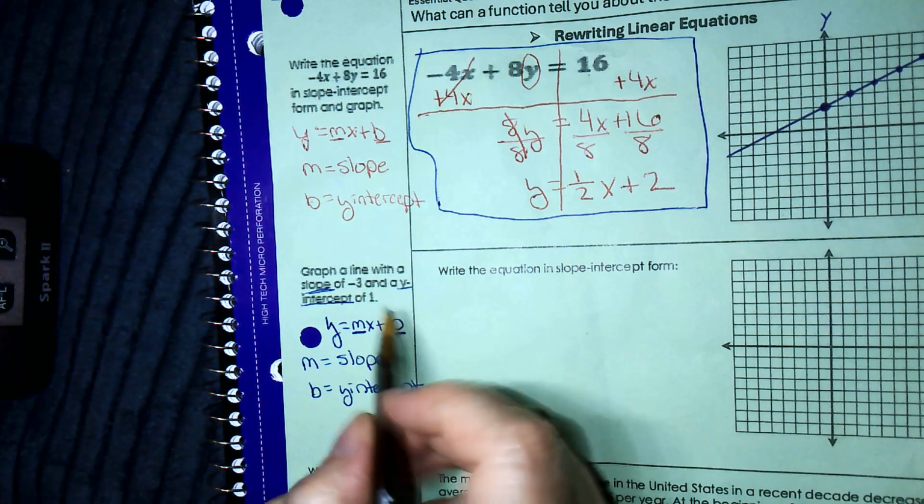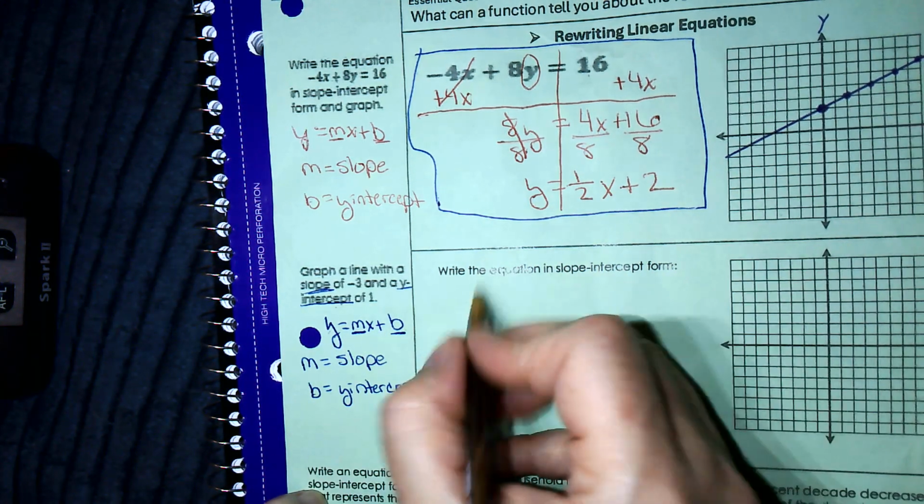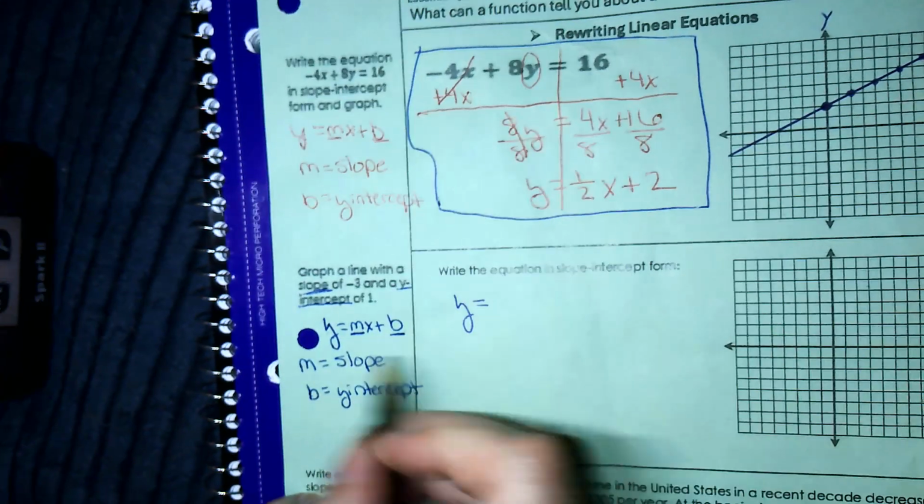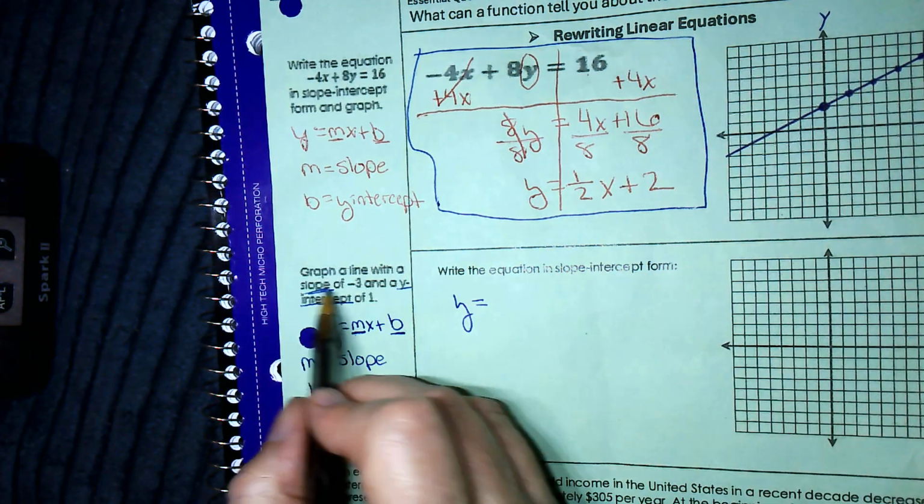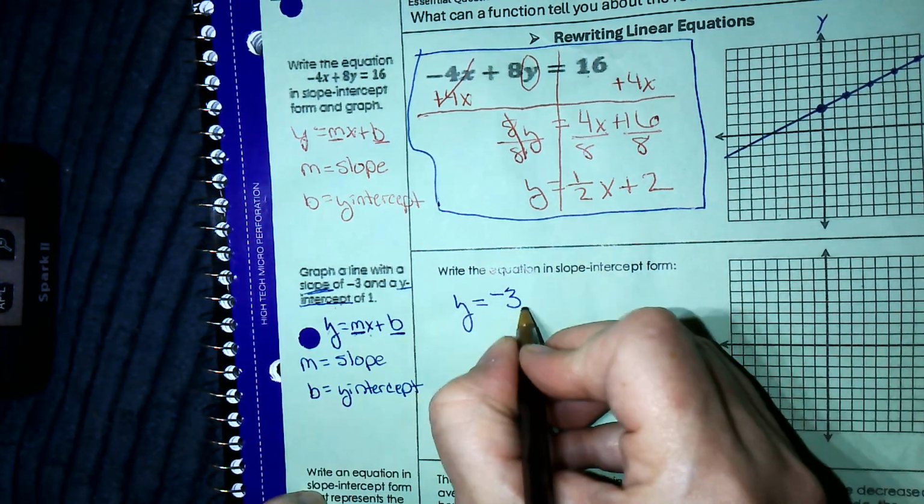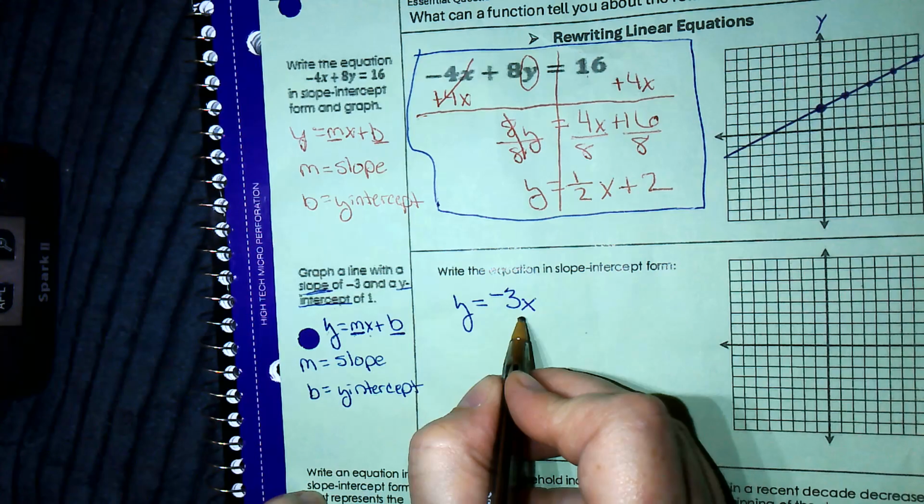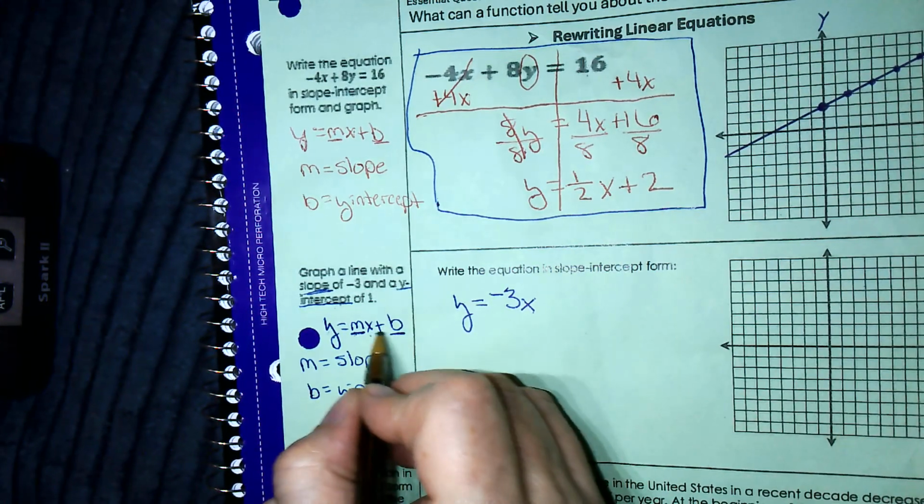Okay. So it's going to be written in this format of y equals mx plus b. So y equals, well, m. We're going to substitute m for the number that slope is. Slope of negative 3. M is always attached to x, so don't lose your x, okay? So it's mx. And then plus b.